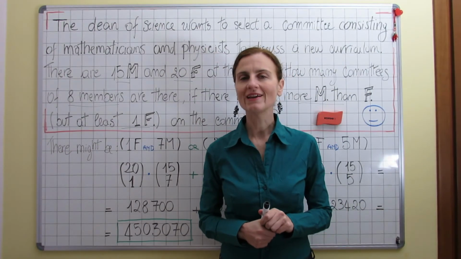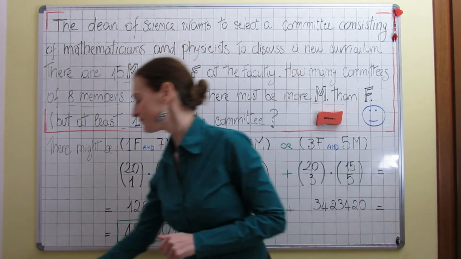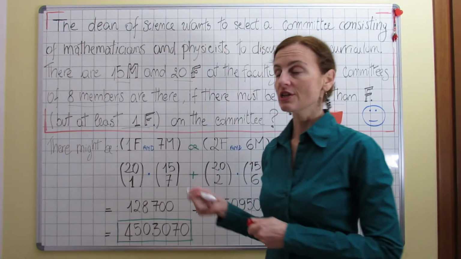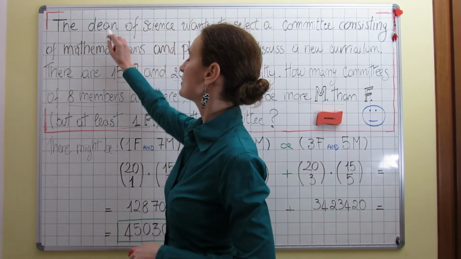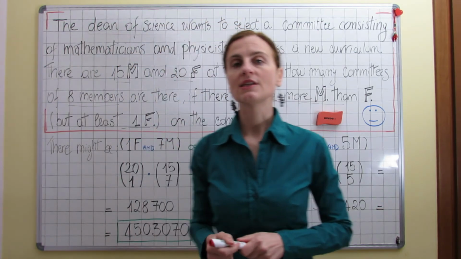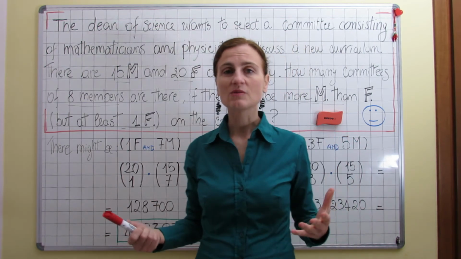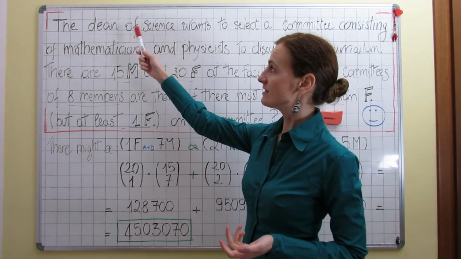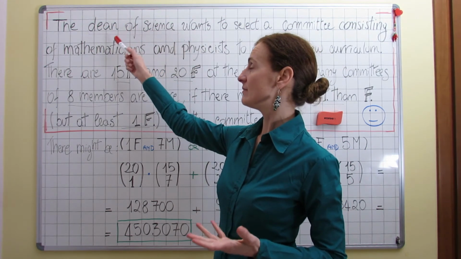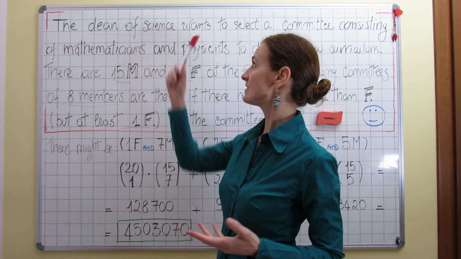And now quickly our vocabulary corner. We have learned the Dean of Science, especially the Dean, which is the headmaster, the principal, the head of a faculty. In this case, the Dean of Science, so the head of the Faculty of Science.